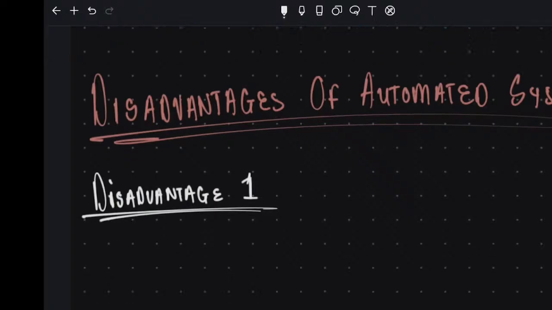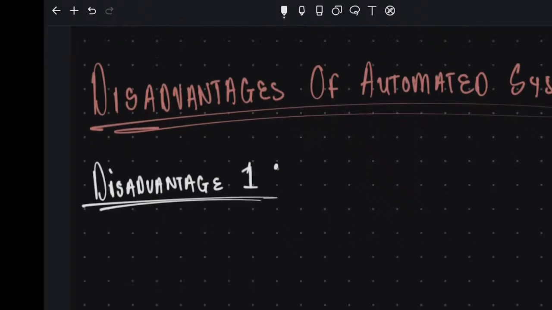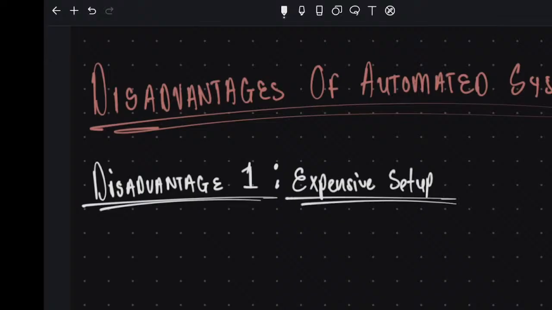Disadvantage number one. The setup is expensive. So say this: expensive setup. Whenever you see yourself having an automated system, whether it's an irrigation system or what, obviously it's going to be more expensive because it has sensors, it has computers, so it's going to be more expensive.